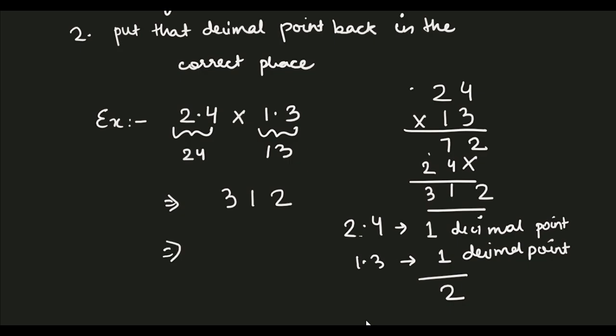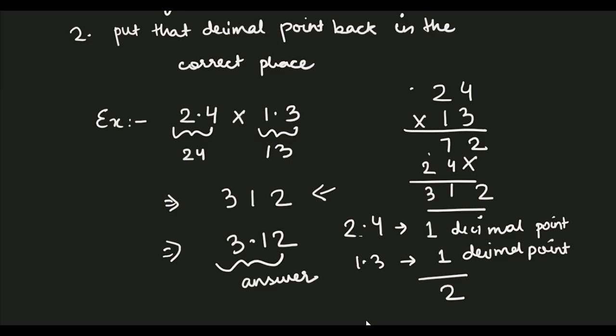So now you know that you have to put two decimal places, but how are you supposed to put them? You'll always count the decimal places from the right, not from the left. So in 312, we'll be putting the decimal point from the right, after two digits, means after 2 and 1. So this is my final answer.